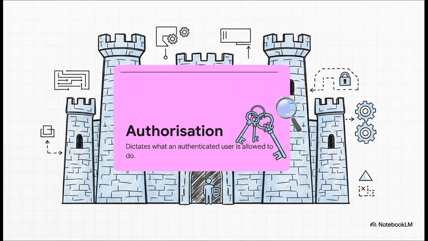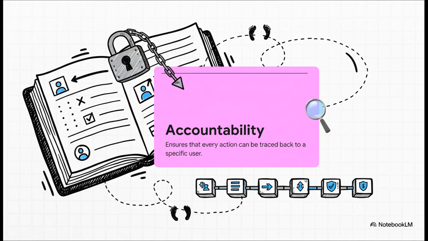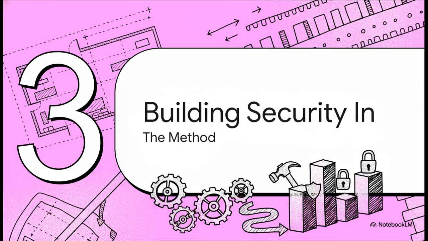That's authorization, setting your level of access. And finally, accountability. This means every important action is logged and can be traced back to a specific user. It's the digital paper trail. Think of it like a security camera system that records who went into which room and exactly when they did it.